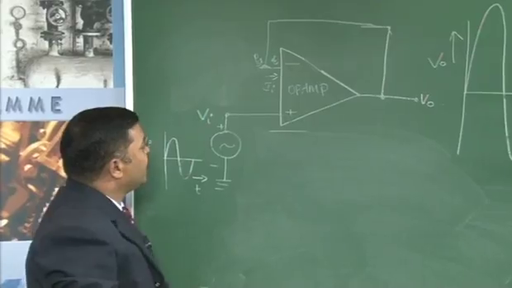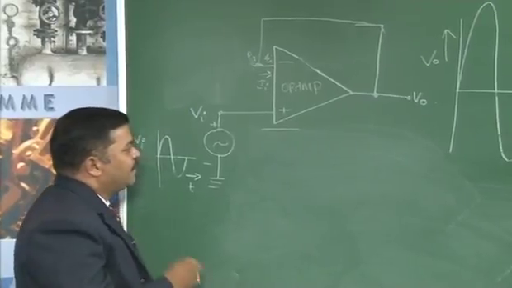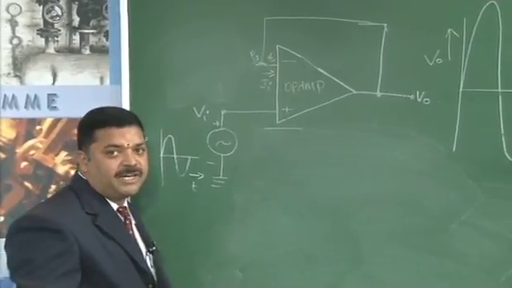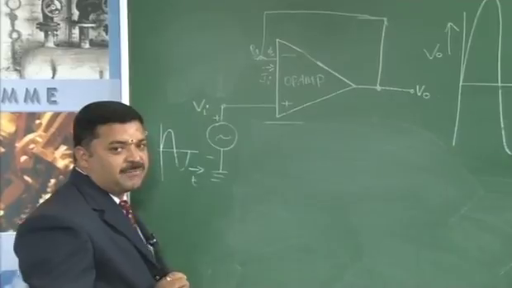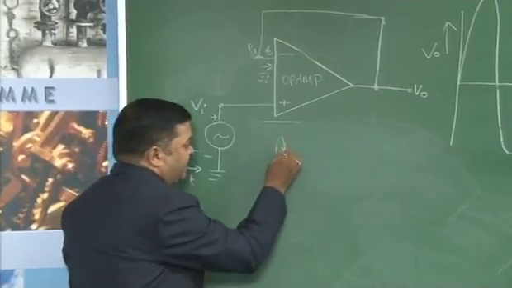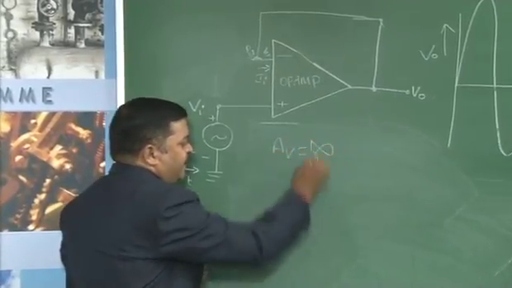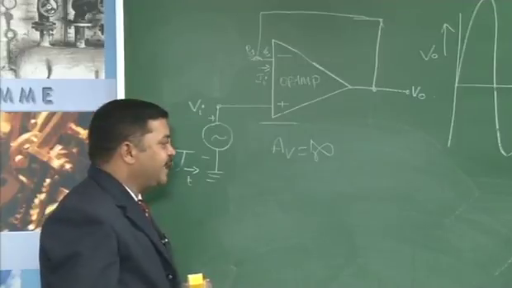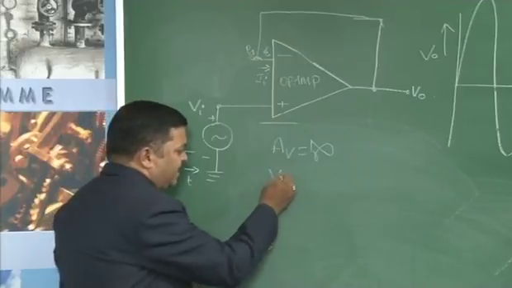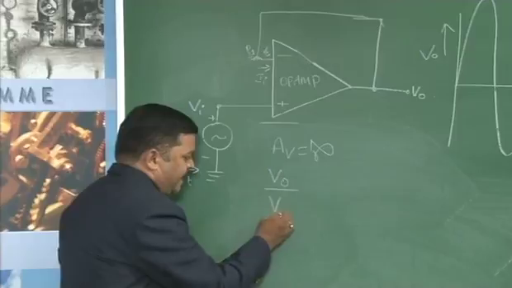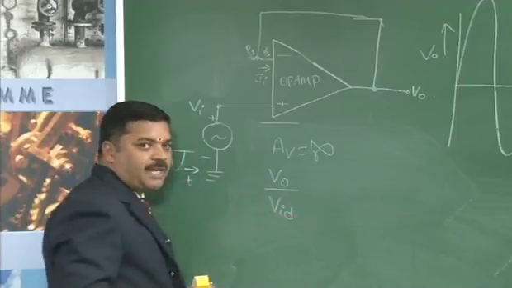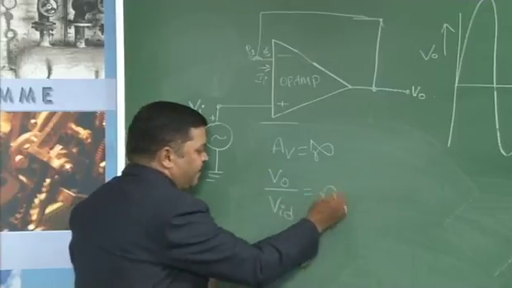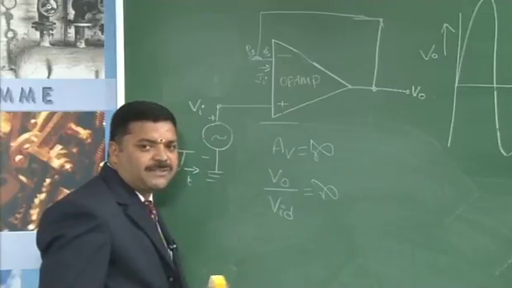So in the circuit analysis, again we need to assume that the operational amplifier is an ideal operational amplifier. For an ideal operational amplifier, AV is equal to infinity. We know this. And what is this? V naught divided by VID is infinity. This is the virtual ground concept, right?